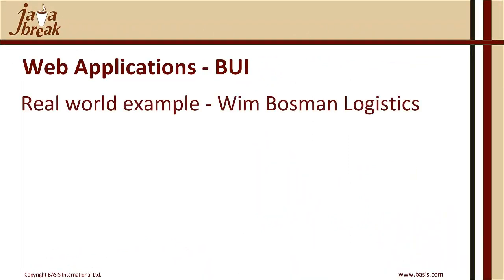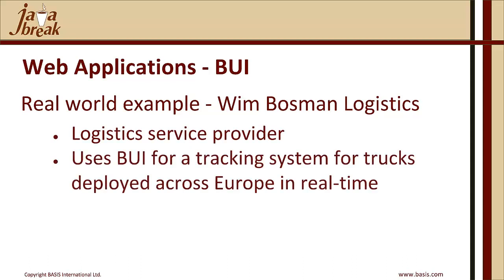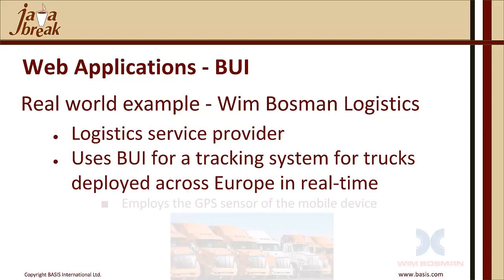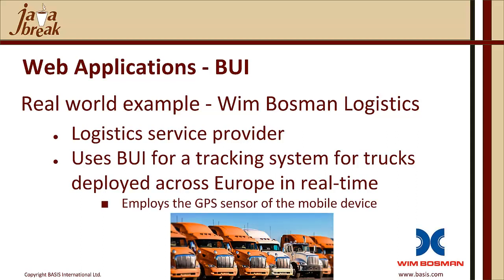Another good real-world example is Wim Bosman Logistics in the Netherlands. They're a logistics service provider, and they use BUI for a tracking system for their trucks deployed across Europe in real time. And it employs the GPS sensor of the mobile device to interface to the application.